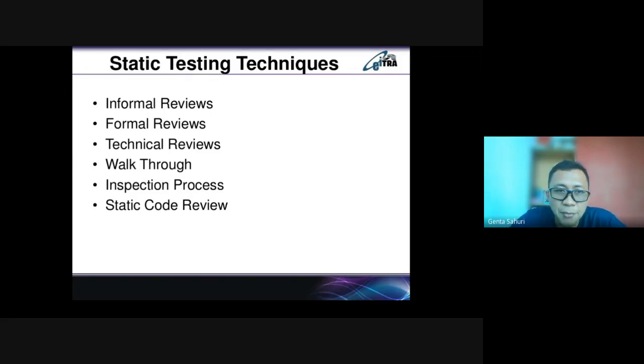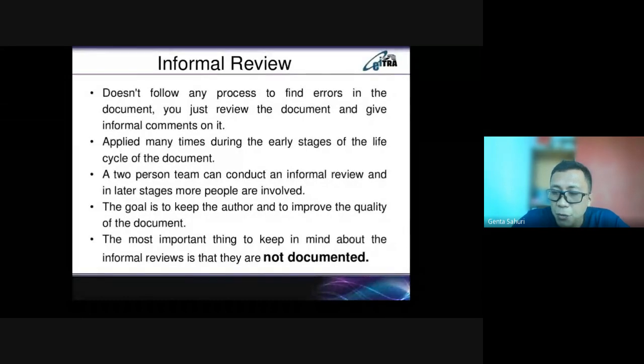Static testing techniques can be informal review, technical review, walkthrough, inspection process, and static code review. In informal review, it doesn't follow any process to find errors in the document. You just review the document and give informal comments on it. Maybe you print the document and then use your pen to put your marks and comments there, add some additional notes or questions or anything. Fine. It is applied many times during the early stages of the life cycle of the document.